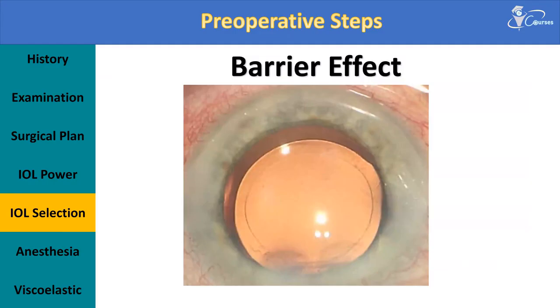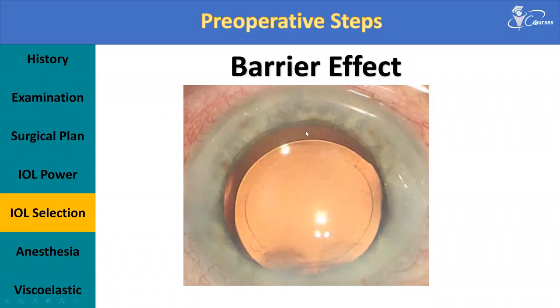Another thing is called the barrier effect. Basically, PCO occurs due to migration of the lens epithelial cells. So if you have remnant lens epithelial cells after irrigation, aspiration, or polishing of the capsule, these lens epithelial cells will remain in the capsular bag and cause development of the PCO. So how can we prevent that? We can prevent that, as we mentioned, by the intraocular lens, and also during the capsulorhexis, as we are going to discuss later on.